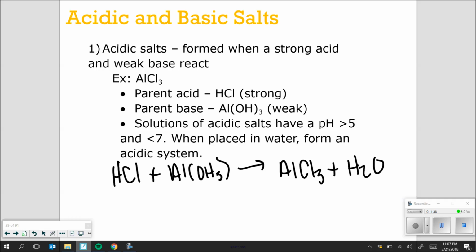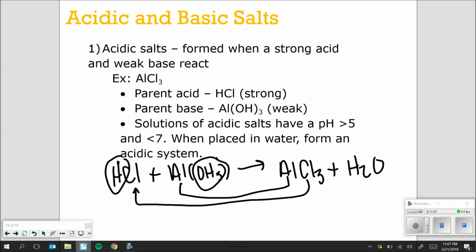So that's what I did, was I basically took my salt and said, well, my cation is now paired with my hydroxide, and my anion is paired with my hydrogen. That's how I found my parent acids and my parent bases. If I have an acidic salt, because I had a stronger acid and I have a weak base, my pH is going to be greater than 5 and less than 7. So slightly less than 7 instead of neutral. When it's placed in water, it's going to form an acidic system.